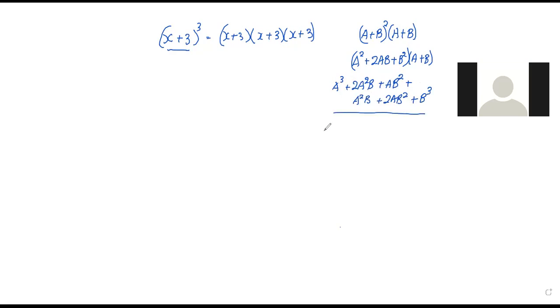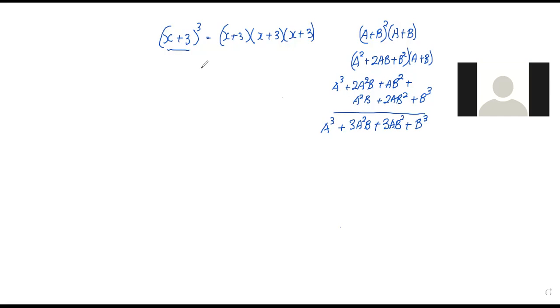This one goes by itself. These are like terms, 3a squared b. These are like terms as well, 3ab squared, plus b cubed.